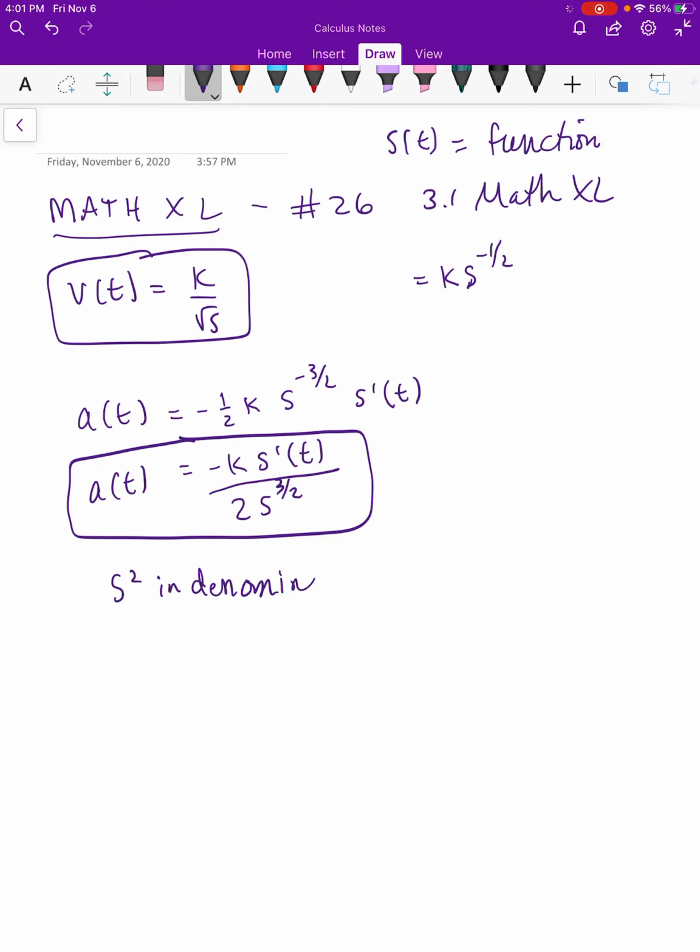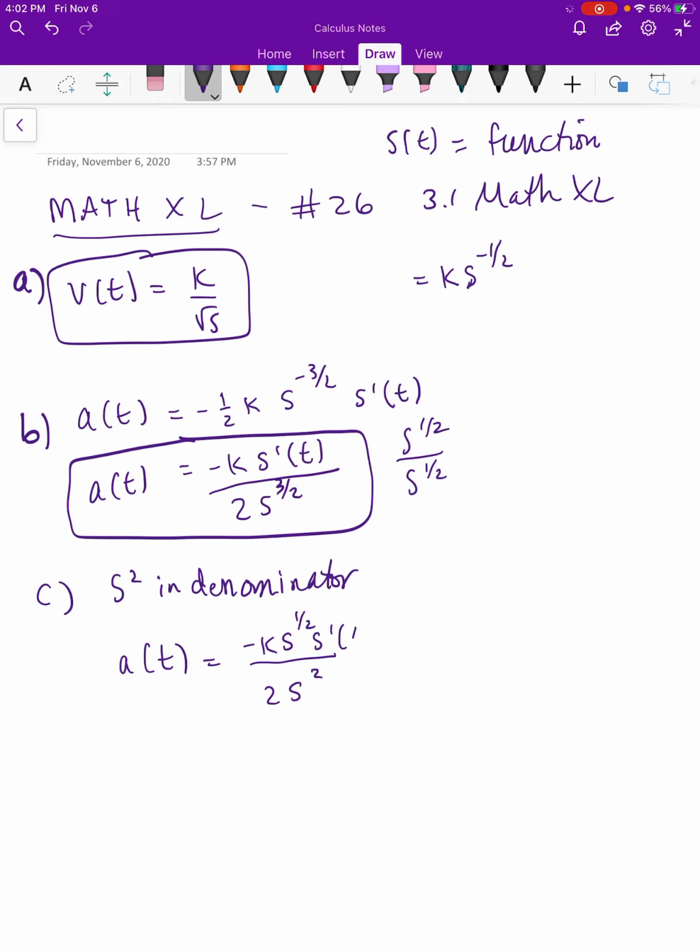And then the next one says rewrite the expression with s squared in the denominator. So this was part C. This was part B. This was part A. And so we said, to get s squared in the denominator, we would have to multiply this by s to the 1/2 over s to the 1/2, because that would give you s to the 4/2, which is s squared in the denominator. So there's that, and then this became negative k s to the 1/2 times s prime of t in the numerator. Okay, so that was our answer to part C.